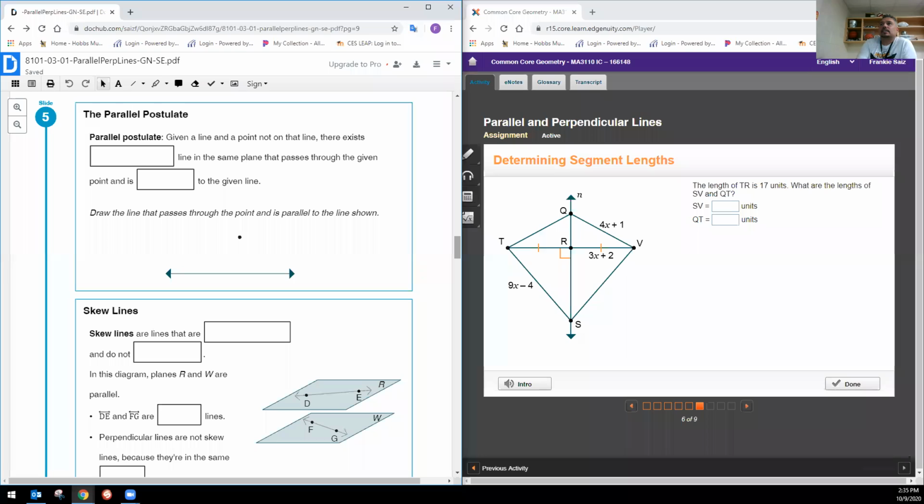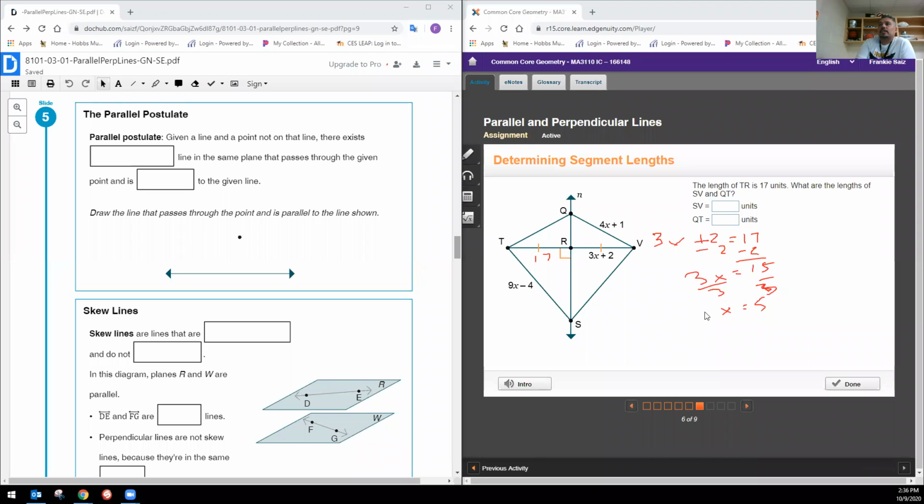So let's annotate this right here. TR is equal to 17. So we have to do the same thing. 3x plus 2 is equal to 17. Subtract 2 and we get 15. So 3x is equal to 15, divided by 3, x is equal to 5.